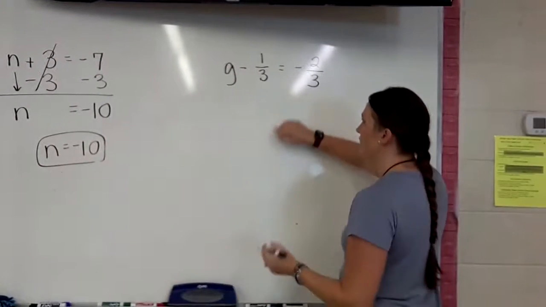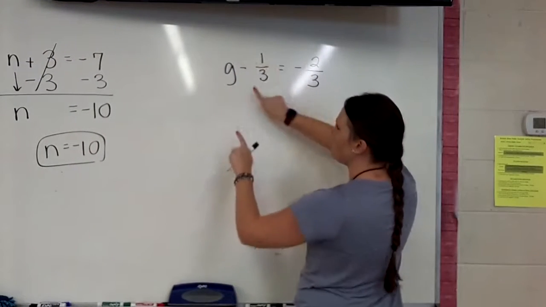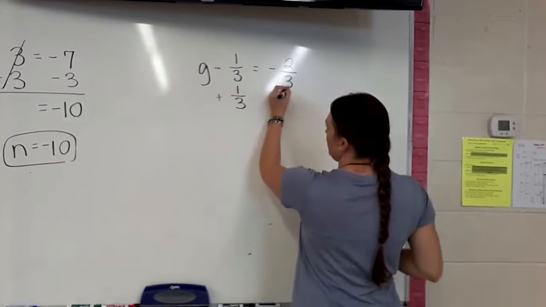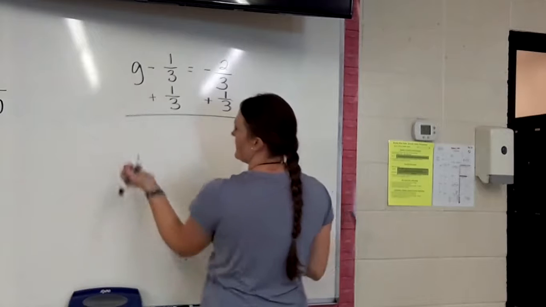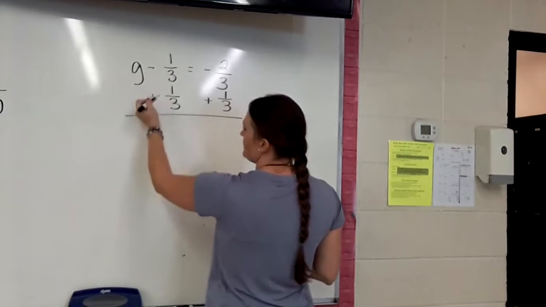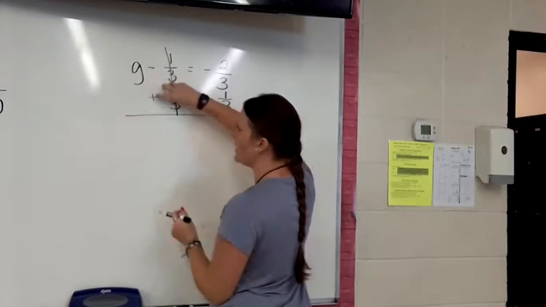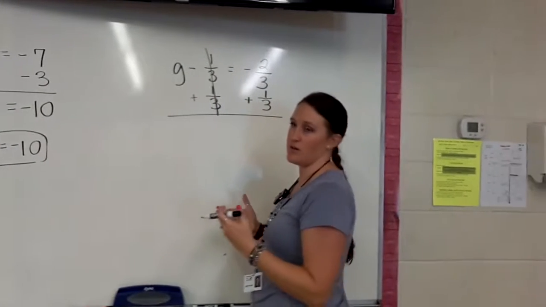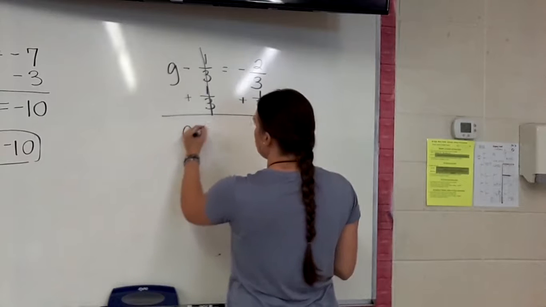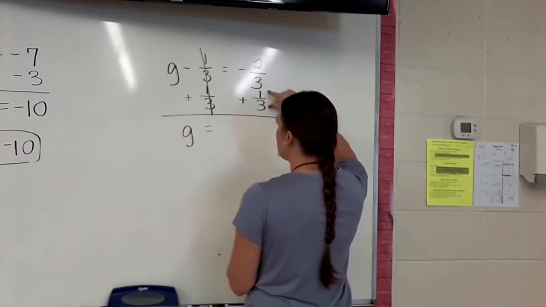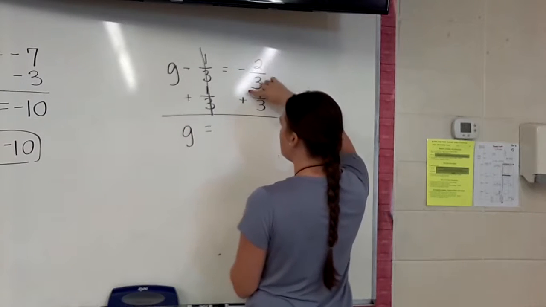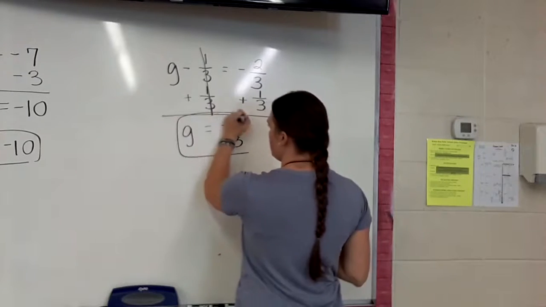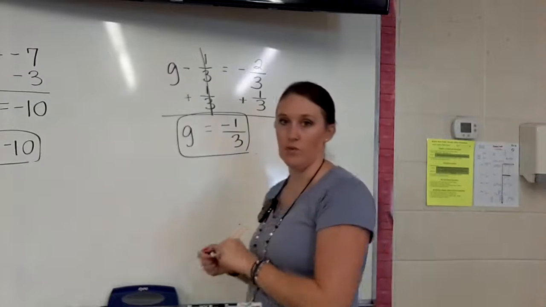On the next one, here's g and our equal sign. We have to get rid of this 1/3. It's being subtracted, so I add it to both sides of the equal sign. Do the exact opposite. Negative 1/3 plus 1/3. When they are inverses of each other, opposite signs with the same number, it always cancels out and equals 0. So I have g equals negative 2/3 plus 1/3. So you have negative 2 plus 1, which is negative 1. You keep your same denominator. So g equals negative 1/3.